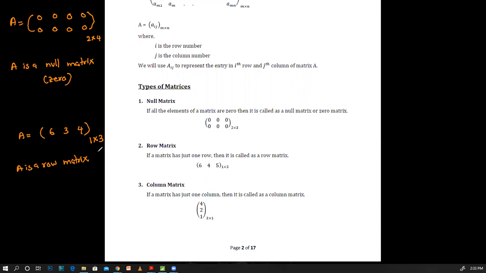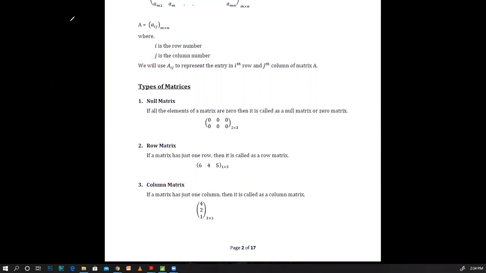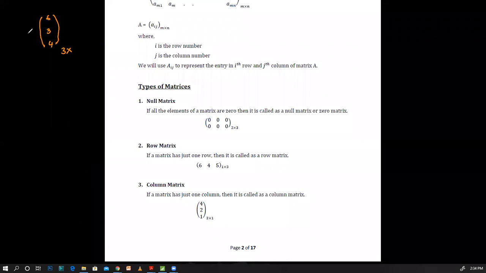Similar to this, we can define the column matrix. If a matrix has only one column, then such a matrix is said to be a column matrix. Now think about this example. If our matrix has 3, 6, 3, and 4 in this form, here we can see that there are altogether 3 rows and only one column.